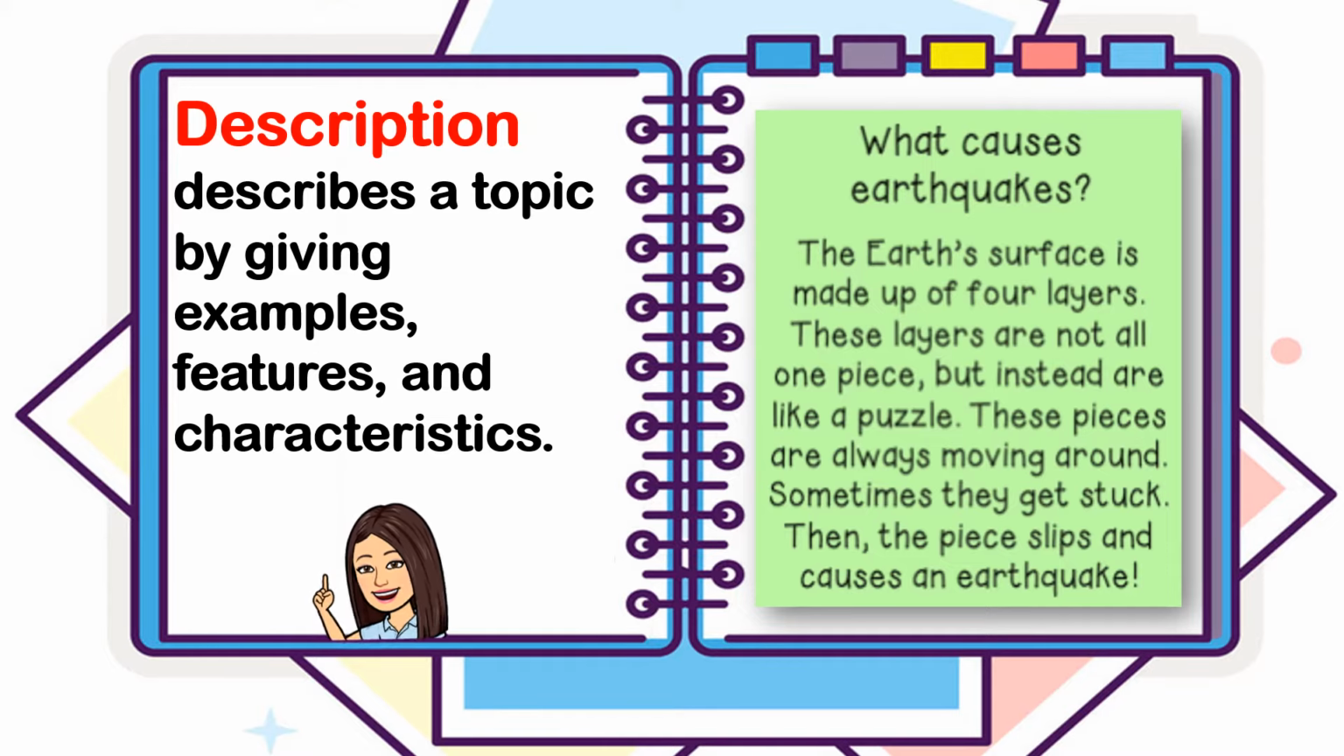Let's read. The Earth's surface is made up of four layers. These layers are not all one piece, but instead are like a puzzle. These pieces are always moving around. Sometimes they get stuck. Then, the piece slips and causes an earthquake. In this given text, the author describes a topic, what causes earthquakes, by giving examples and features.